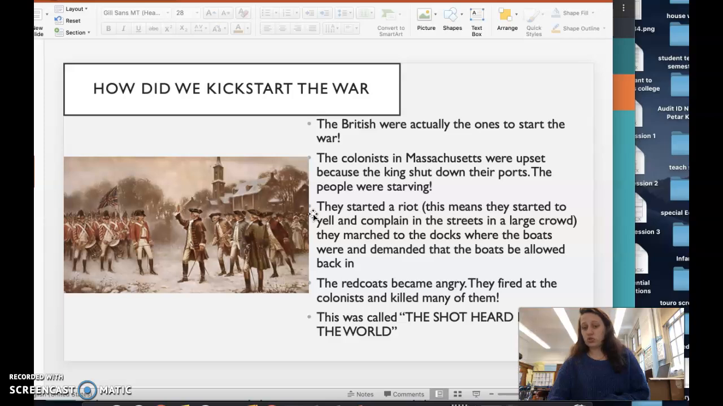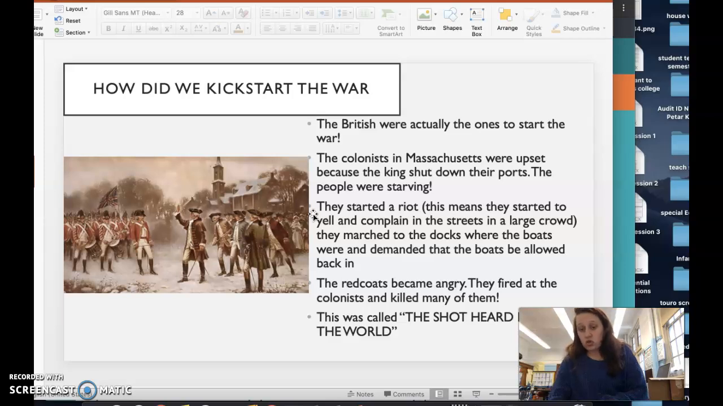But the British soldiers, the redcoats, were not happy about it, so they became angry. There was kind of a pushing match where the colonists were trying to get to the docks, that's where the boats are, to try and get supplies off of the boats. The British would not let them through. The colonists pushed past the British, and the British wound up firing at them. This killed many people. This was a major battle between them. They wound up naming this time frame the shot heard around the world, because the people that were killed were just trying to eat and survive, and they were killed for it anyway by the British.